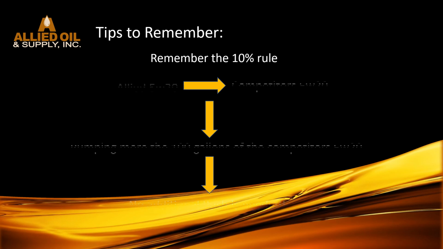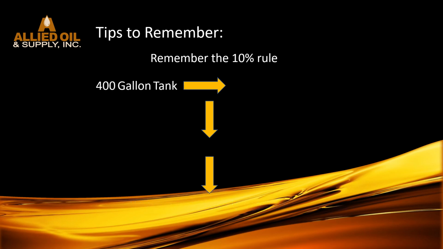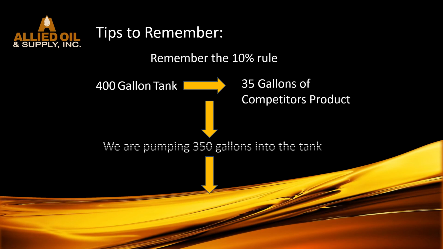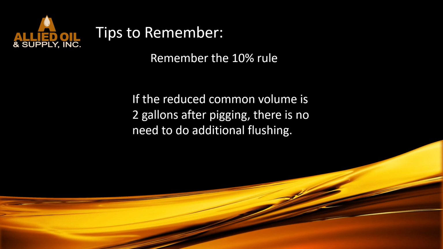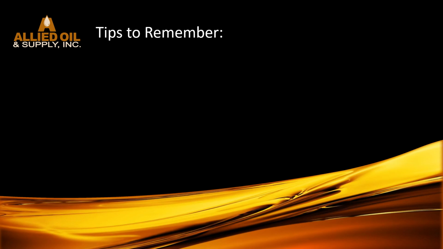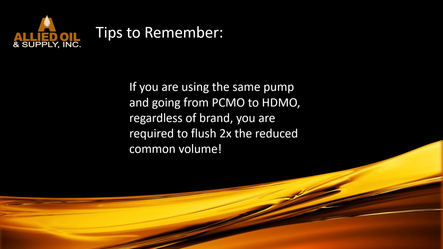Another example would be if the customer has a 400-gallon tank with 35 gallons of competitor's product and we are pumping 350 gallons into the tank of the same family and viscosity, just an Allied brand, we would not need to flush. If the reduced common volume is 2 gallons after pigging, there is no need to do any additional flushing. If you are using the same pump and going from a PCMO to an HDMO, regardless of brand, you are required to flush 2 times the reduced common volume.